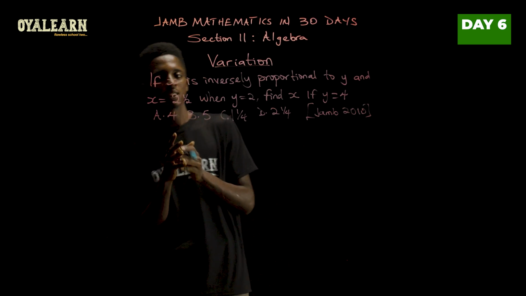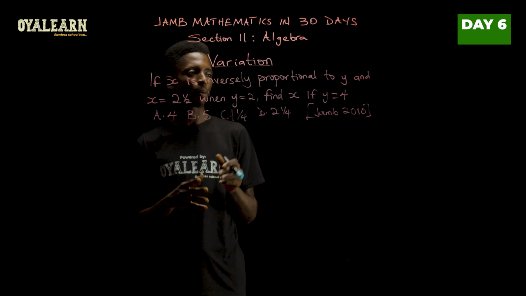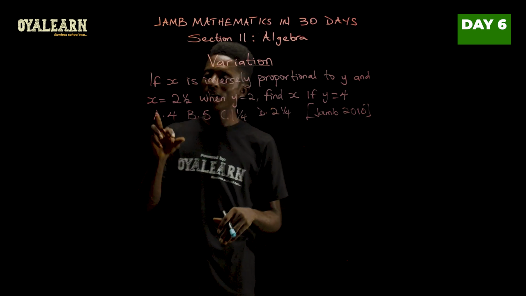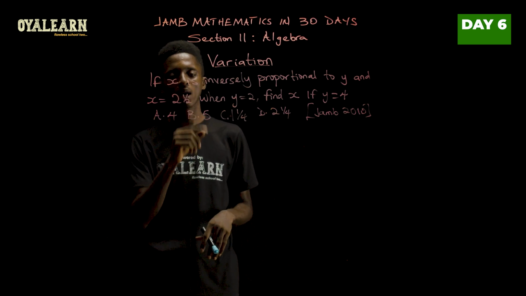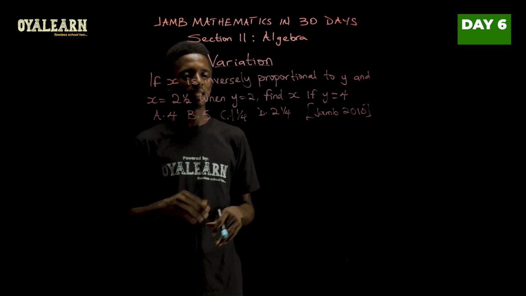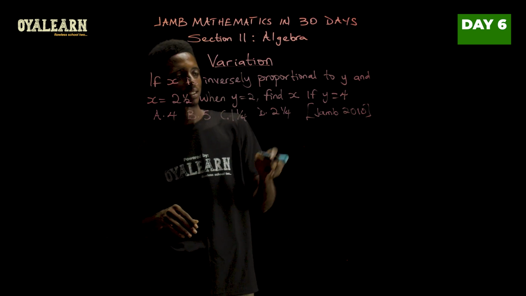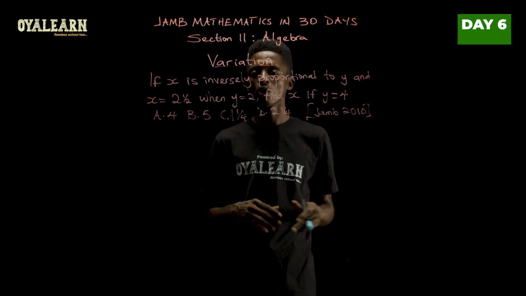This question says if x is inversely proportional to y and x equals 2 whole number 1 over 2 when y is 2. Find x if y equals 4.